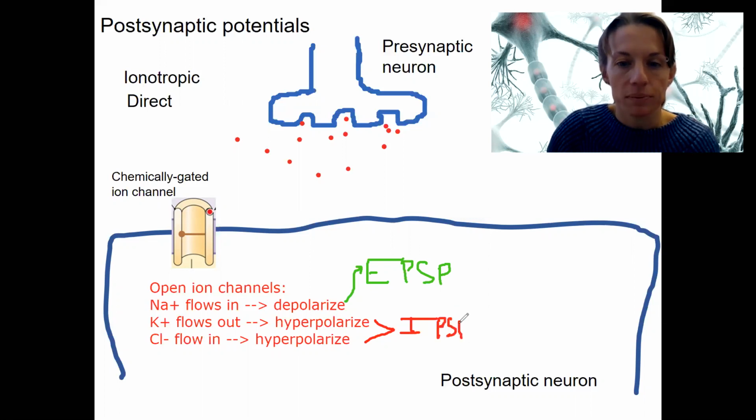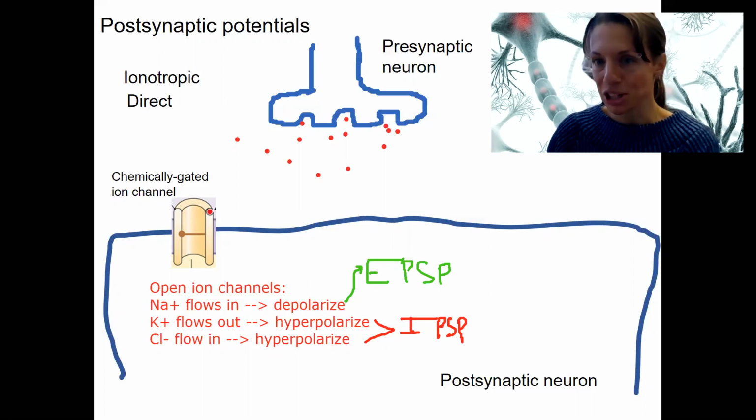postsynaptic potentials. And again, postsynaptic potentials are graded potentials. They are local. They can be different sizes. They can summate, or add together or take away from each other, to become action potentials, but they don't always become an action potential.